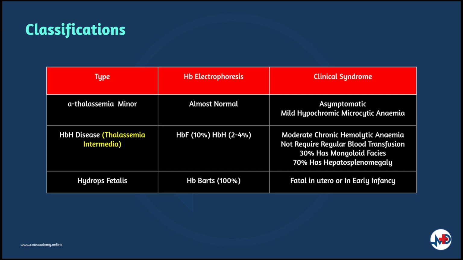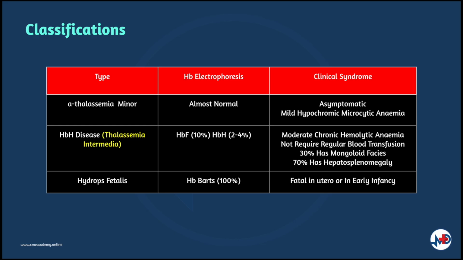Next, we have thalassemia intermedia, also known as HbH disease, and this is when there is deletion of 3 alpha globin genes or 1 functional alpha globin gene. Patients will have moderate chronic hemolytic anemia with a baseline Hb of about 7 to 10 grams per deciliter with a normal life expectancy. They would not usually require blood transfusion unless during fulminant infection, pregnancy, and the use of oxidant drugs. About 30% of the cases would have thalassemic facies, while approximately 70% would present with hepatosplenomegaly.